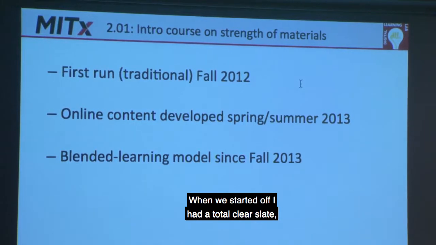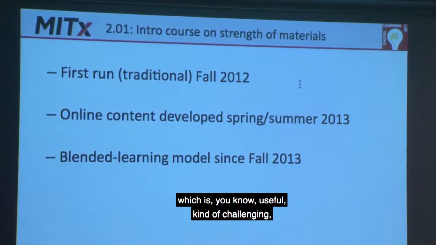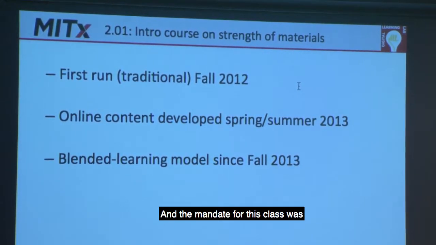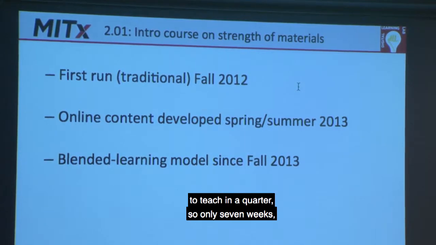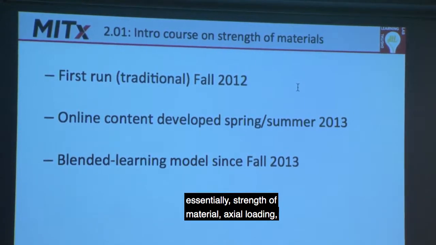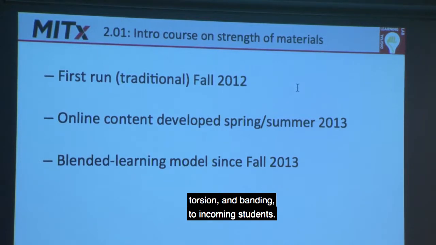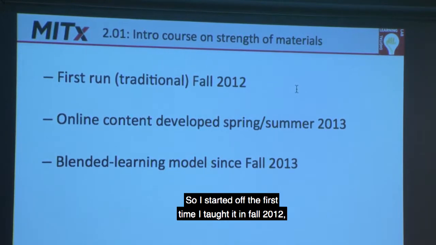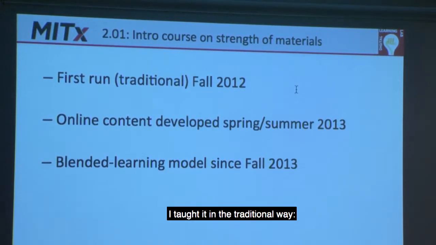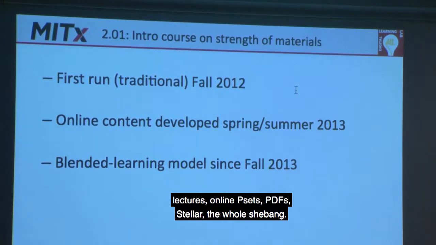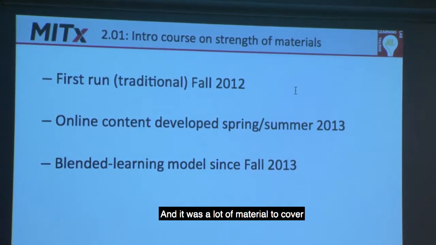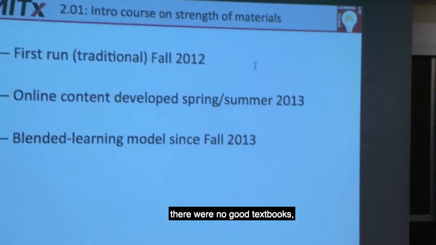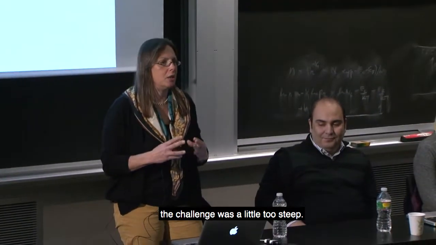And we started off with a total clean slate, which is useful, kind of challenging, but you can start from scratch. The mandate for this class was to teach in a quarter, so only 7 weeks, essentially strength of materials: axial loading, torsion, and bending, to incoming students. I first taught it in fall 2012 in the traditional way: lectures, online PSETs, PDFs, the whole shebang. It was a lot of material to cover in so few weeks, and because it's so compressed, there were no good textbooks, and the challenge was a little too steep.